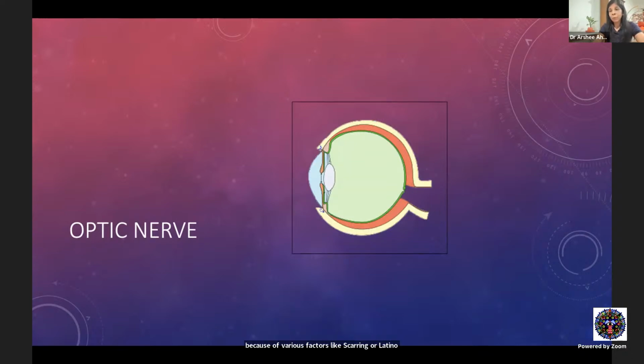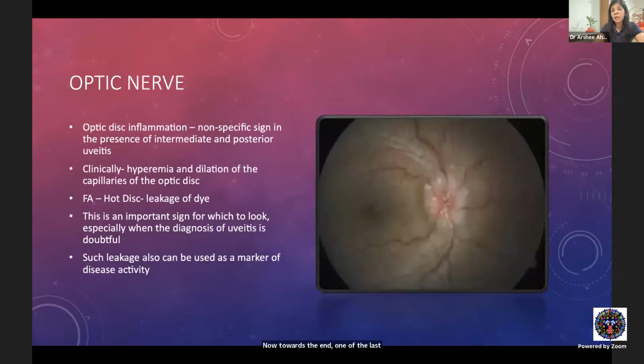Now, towards the end, one of the last structures which we will discuss is the optic nerve head per se. So the optic nerve head can respond to this inflamed eye in various ways. It can also show inflammation, which would be visible as a hyperemic or a reddish disc, along with formation of new vessels on the disc or an atrophic disc.